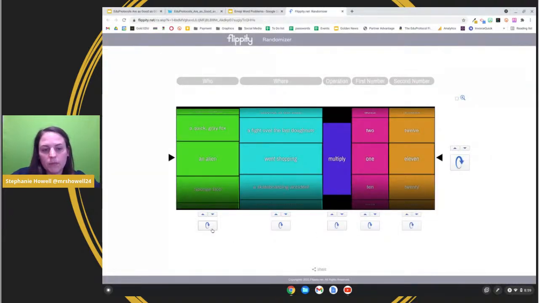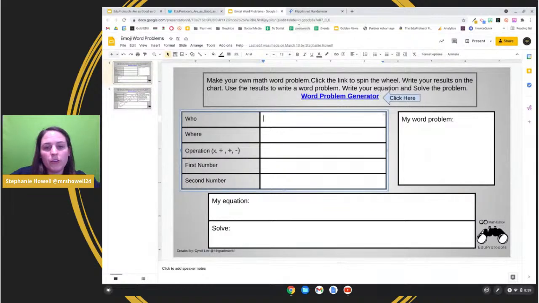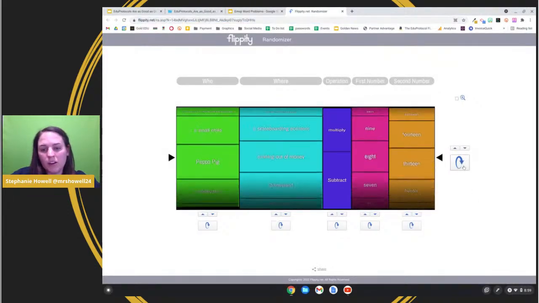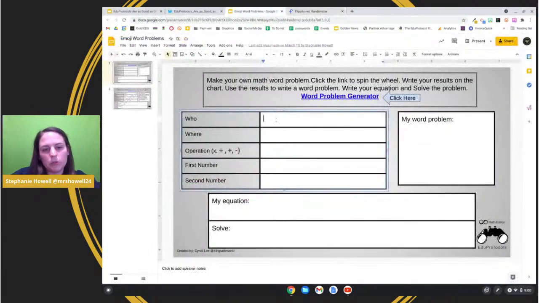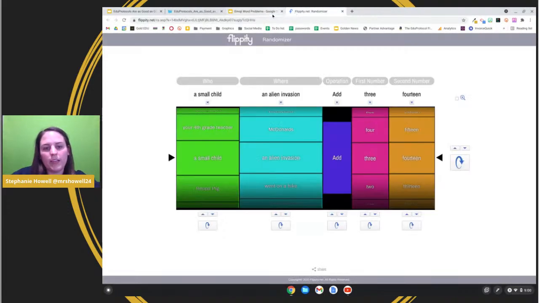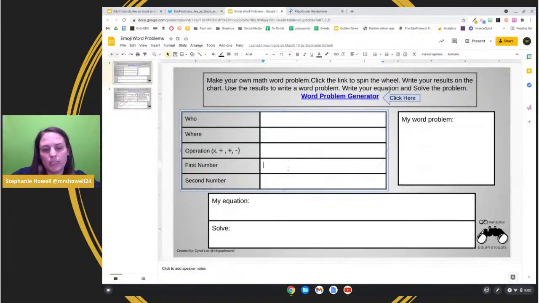You can have students spin one at a time, and then they would write a dog under who. You can also spin all the wheels at once, and then the students write all of the words together. You could also do this as a class. Up here, it also shows what was spent. So we would write a small child, and an alien invasion. The operation is adding 3 and 14. That's what the students would write in this box.